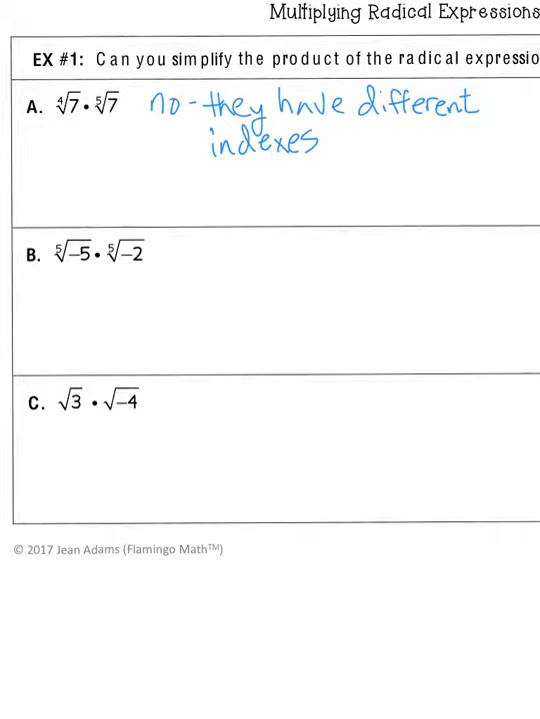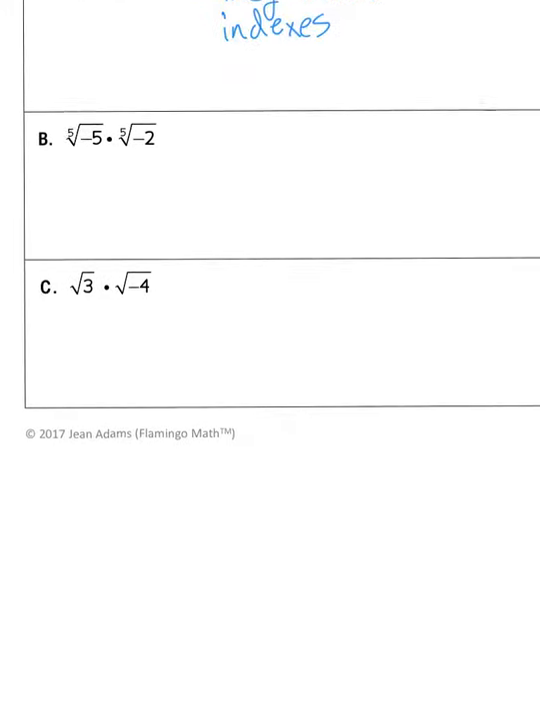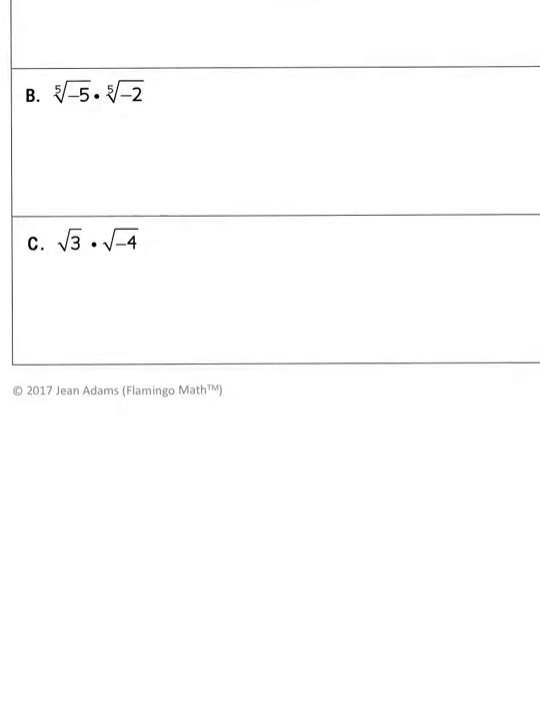All right, then look at B. For B, they have the same indexes, so we can multiply them. So then we're going to take -5 times -2. So we've got the fifth root of negative 5 times negative 2, which is the fifth root of 10. And you cannot simplify that any further, so that would be your final answer.